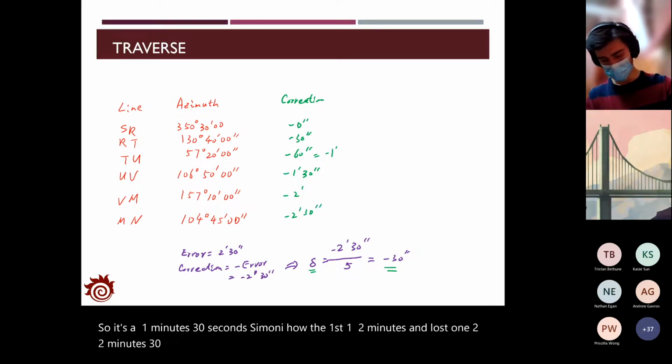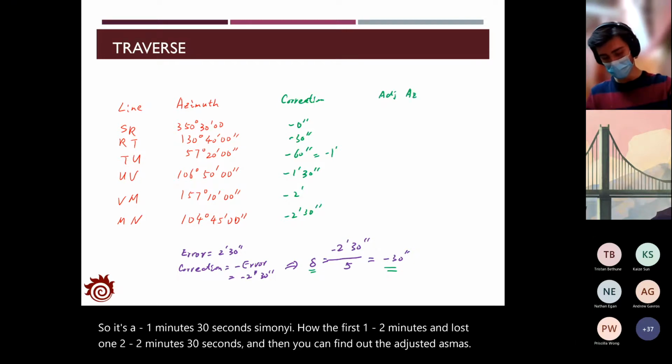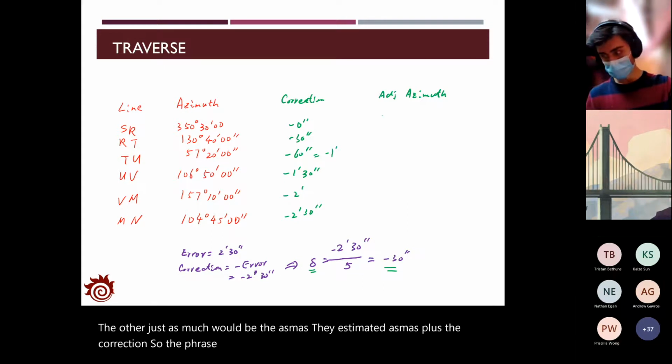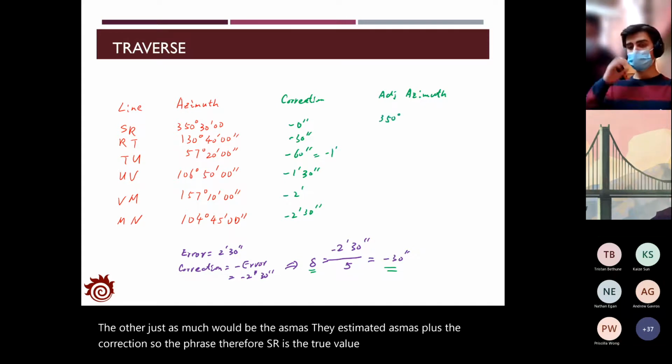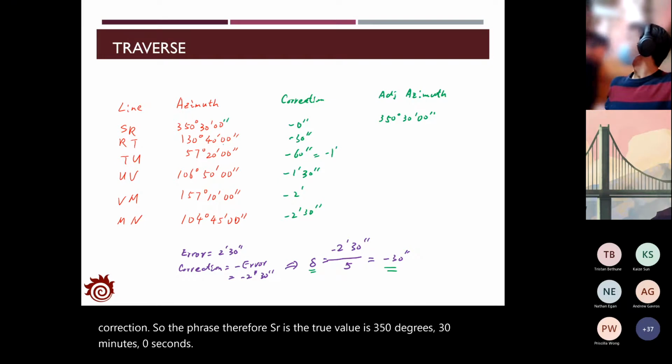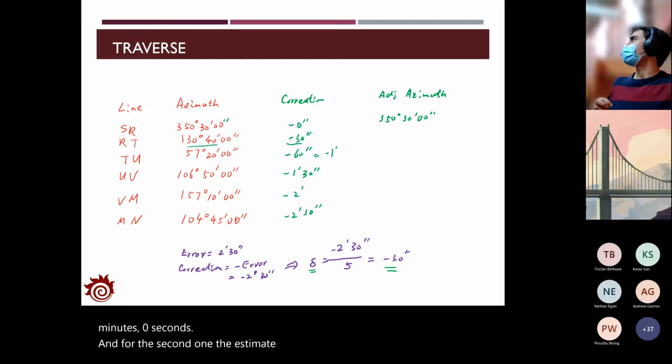And then you can find out the adjusted azimuth. The adjusted azimuth would be the estimated azimuth plus the correction. So the value for SR is the true value, 350 degrees, 30 minutes, 0 seconds. And for the second one, the estimated value plus the correction.